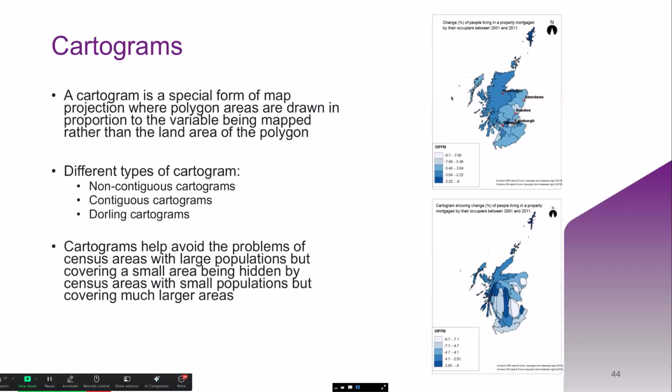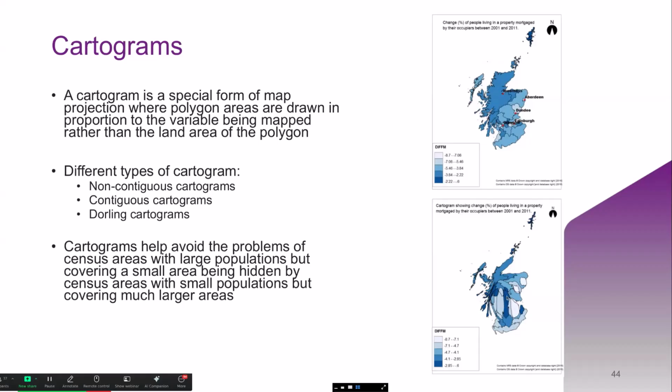And that's useful because if you have a case like this on the right-hand side here, which is showing data on council areas for all of Scotland, I think it's showing the change of people living in a property mortgaged by the owner between 2001 and 2011. It's quite hard to tell here in the central belt of Scotland, so that's the Glasgow council area, Edinburgh council area, Midlothian and so on, because the polygons are so small. Whereas if we distort the shape of them by constructing a cartogram, it's a lot more obvious.